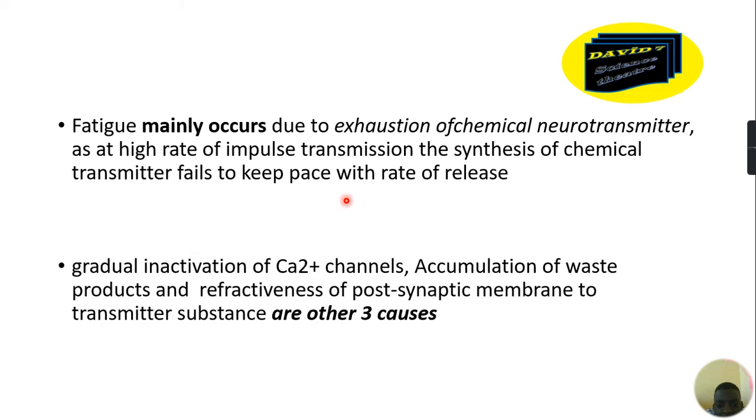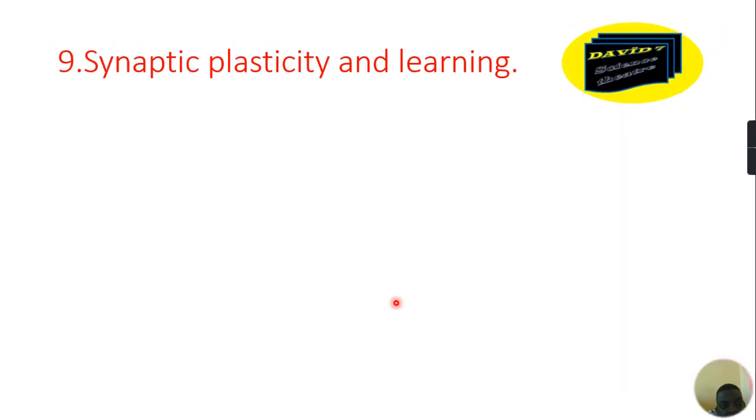However, you can also say that gradual inactivation of calcium channels, accumulation of waste products, and refractiveness of the postsynaptic membrane to transmitter substance are other three causes of habituation. So you cannot stop at just this; you can add on more three points as causes of habituation. We say that some waste accumulates, calcium channels are progressively decreasing or being inactivated, and we also have refractiveness of the postsynaptic membrane to transmitter substance.